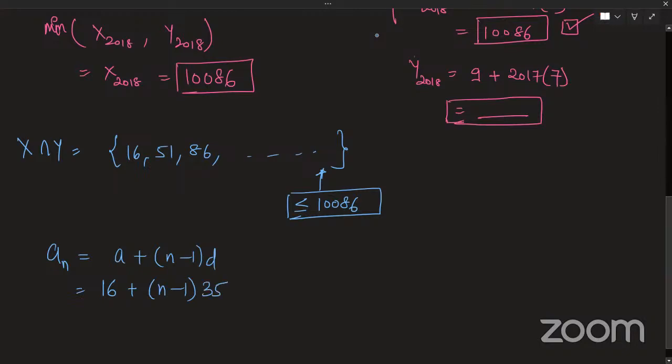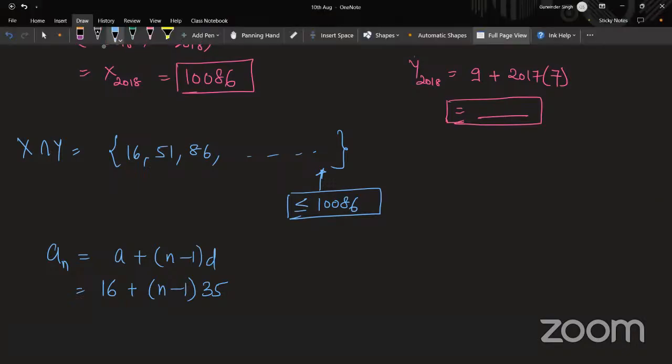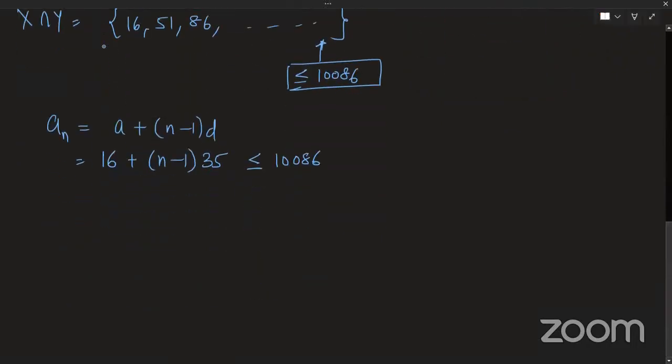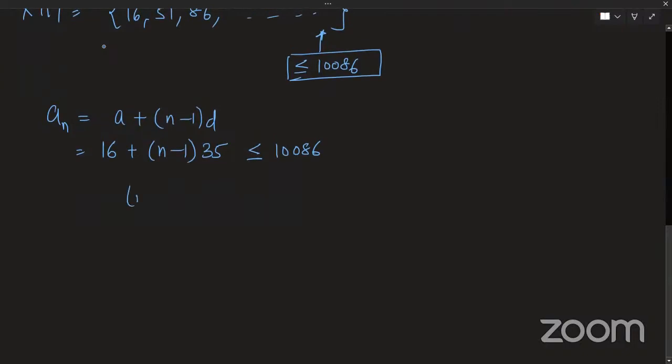My an has to be lesser than or equal to 10086. Can you help me calculate what will be the value? So it is (n minus 1) multiplied by 35 is lesser than or equal to 10070, right? Can you help me calculate what is the value of n that you will get?